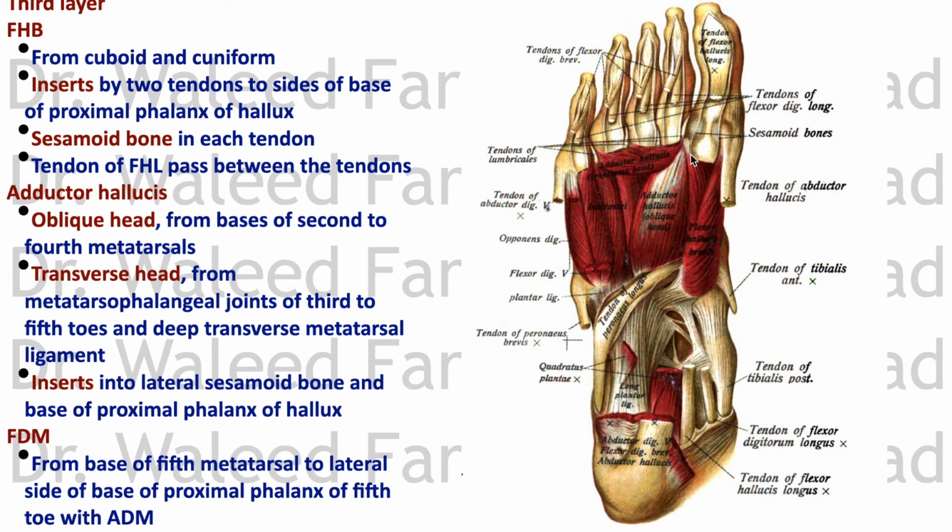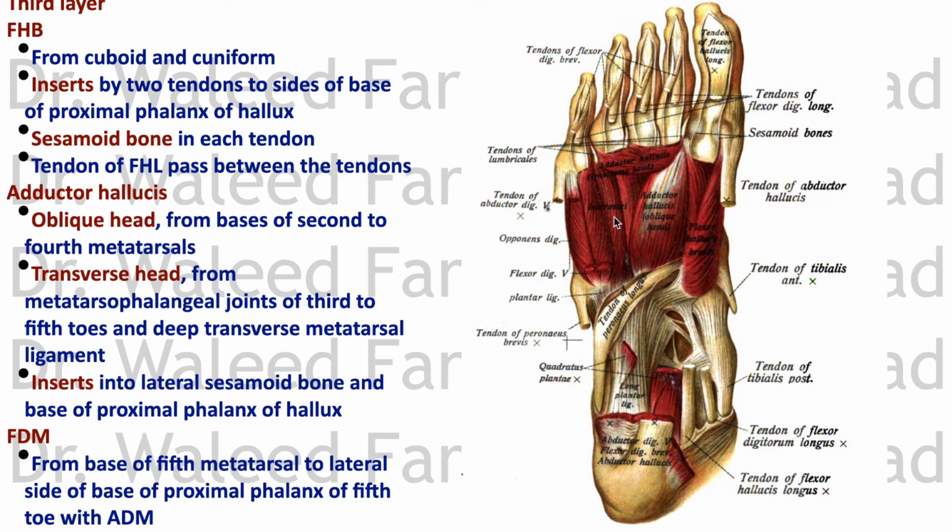And in each tendon there is a sesamoid bone, because the weight is maximum at this area, at the base of the proximal phalanx of the metatarsophalangeal joint of the big toe. See the 2 sesamoid bones in the flexor hallucis brevis, and remember, attaches to the sides of the proximal phalanx.